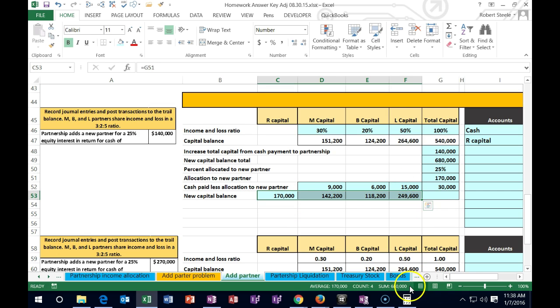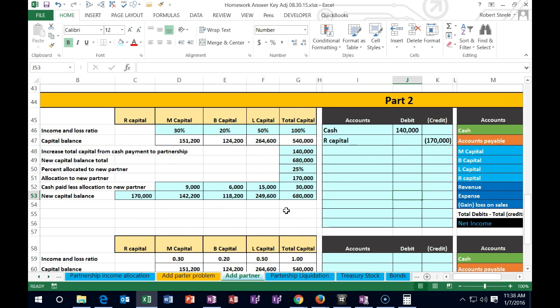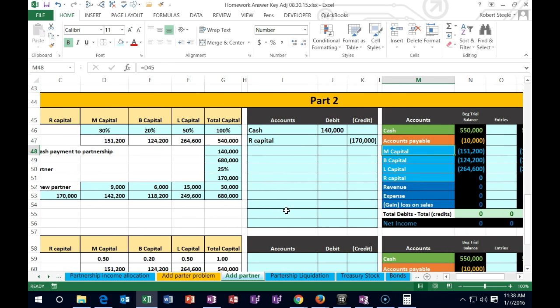If we add those up, it's going to add up to 680. So I'm going to sum this up and add these up here. And that should add up to 680. So at the end of the day, after we post our journal entries, R should be on the books at 170. M should be on the books at 142.2, B 118.2, and L 249.6. Let's see if that's what happens when we do this. So we're going to go back to our journal entry, and we'll post our journal entries here.